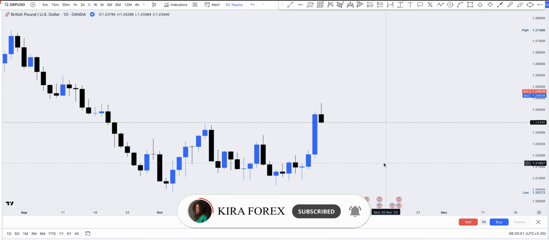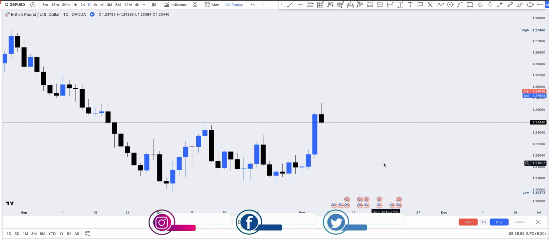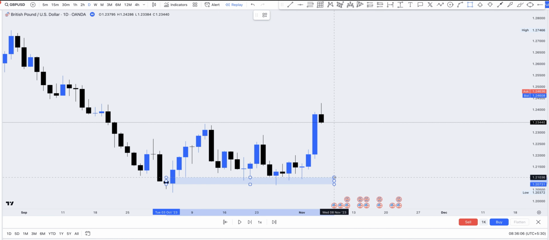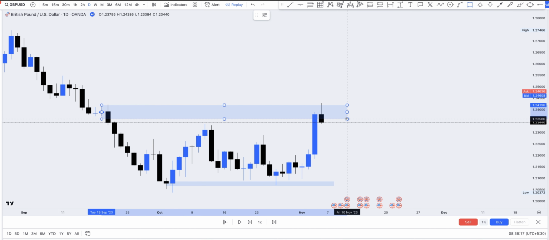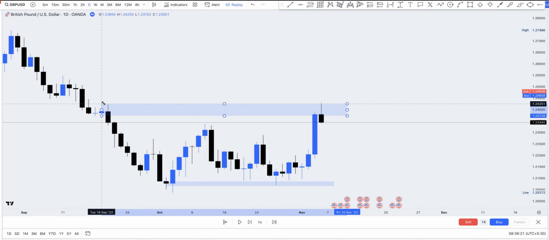On the daily time frame, I started looking for my key zones. Sometimes I look for my key zones on the monthly time frame or the weekly time frame, but this one I looked for my key zones on the daily time frame. So on the daily time frame, we have a sort of support around this area, and then we also have our supply zone around this area. You can see that price is reacting to that supply zone.